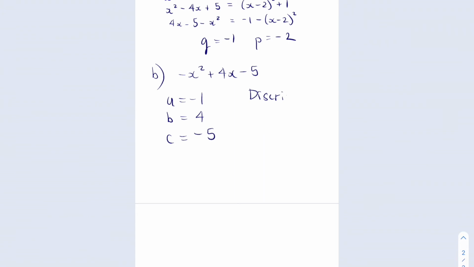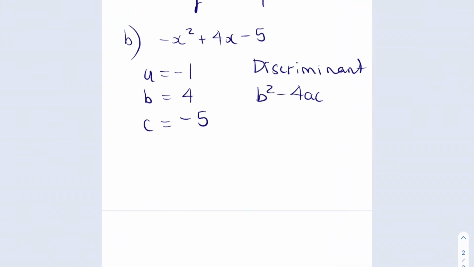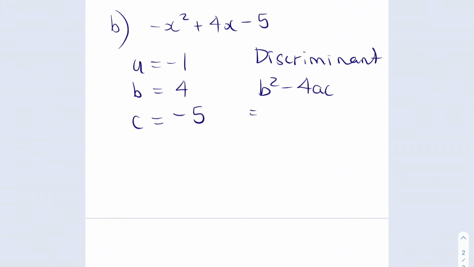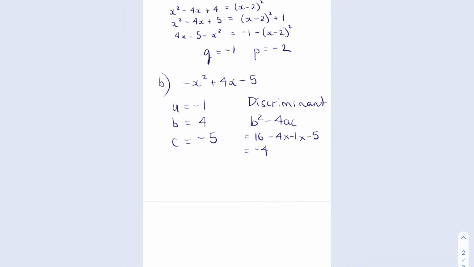Okay, and the discriminant is, by definition, b squared minus 4ac. So what is b squared? That's 16. Minus 4 times minus 1 times minus 5. There's 3 negatives in there, so that's going to come out negative. It's a negative 20. So it's 16 minus 20, which is minus 4. The discriminant is negative. So that is going to suggest that our quadratic doesn't have any roots.